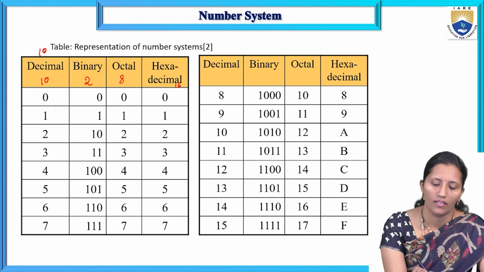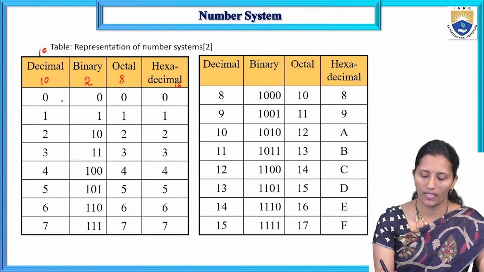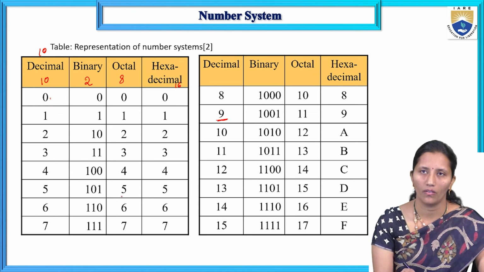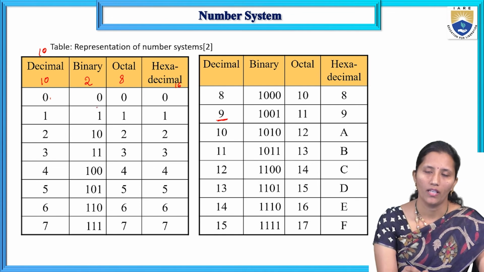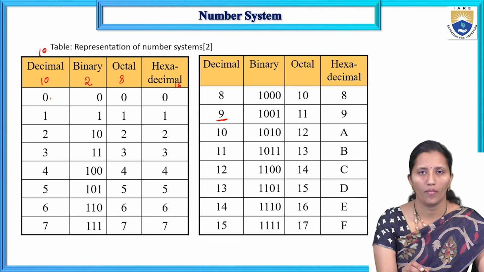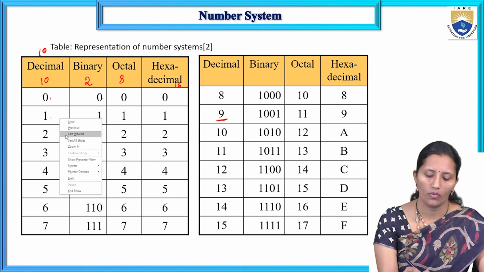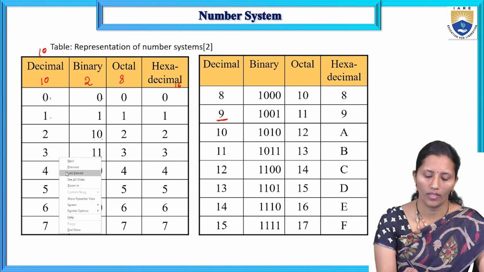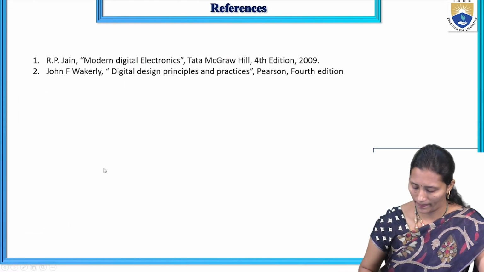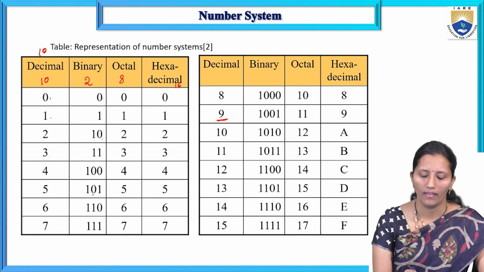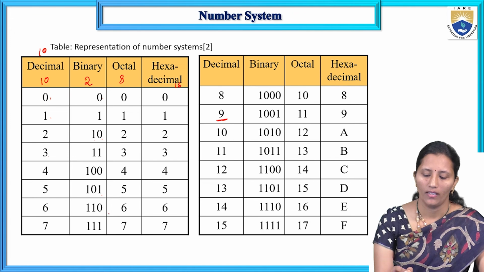So, here in decimal number system, the basic numbers are from 0 to 9. Okay. Next, it will be 10, 11, 12, 13 and so on. In binary number system, numbers will be represented by either 0 or 1 only. So, 0 will be represented by 0, 1 by 1, 2 by 1, 0, 3 by 1, 1, 4 by 1, 0, 0, 5 by 1, 0, 1, 6 by 1, 1, 0, 7 by 1, 1, 1. Okay. Octal number system.